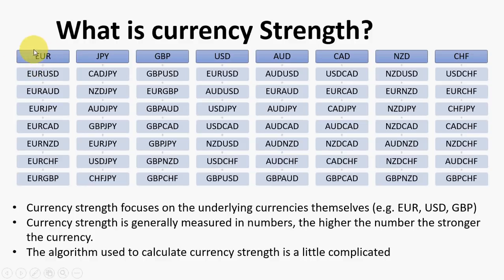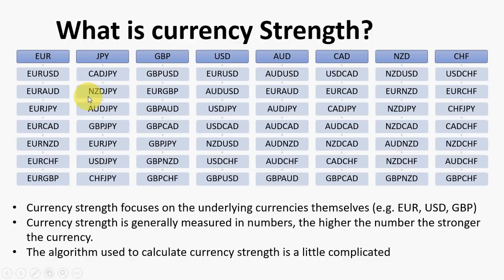So you see, these are the major currencies. You have the US dollar, the Australian dollar, Canadian dollar, and so on. And all of them are interrelated. So what currency strength is trying to do is to pick euro, for example, and find the relationship, the strength between euro and the remaining pairs. So it will compare the strength of euro to the strength of Japanese yen, GBP, and so on.